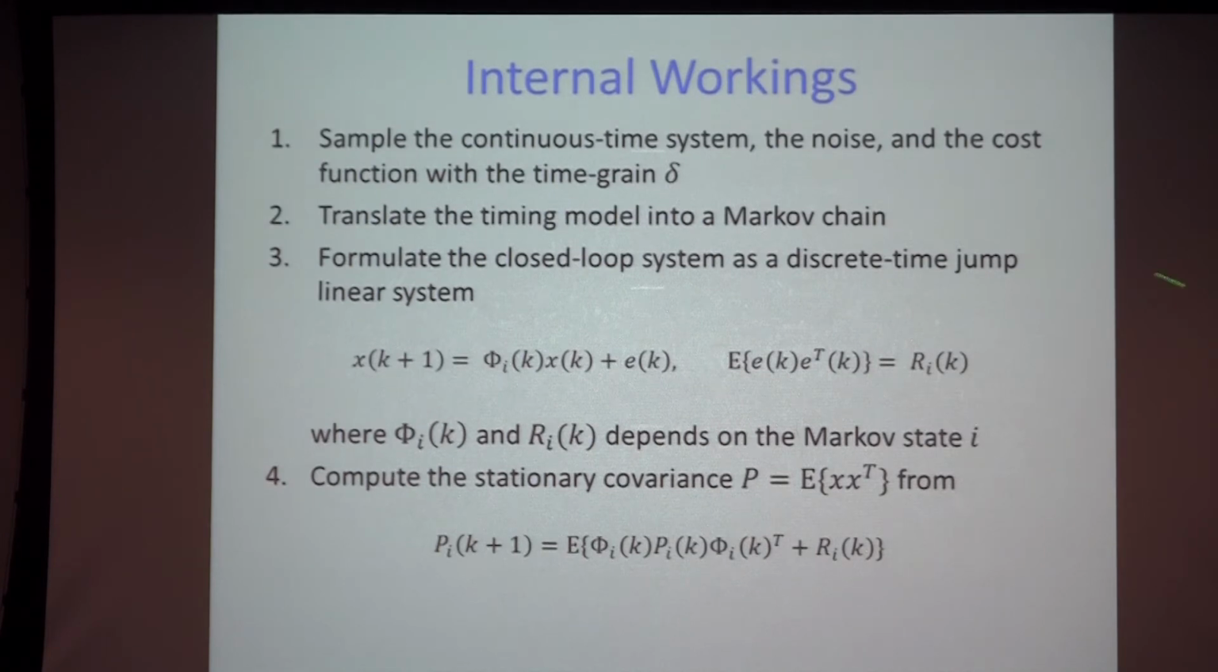Internally, it works like this. We sample the continuous time system, we sample the noise, we sample the cost function with this time grain, translate the timing model into a Markov chain, and then we formulate the closed loop system as a discrete time jump linear system, where the transition matrix and this covariance depends on the Markov state. And then we compute the stationary covariance using this.